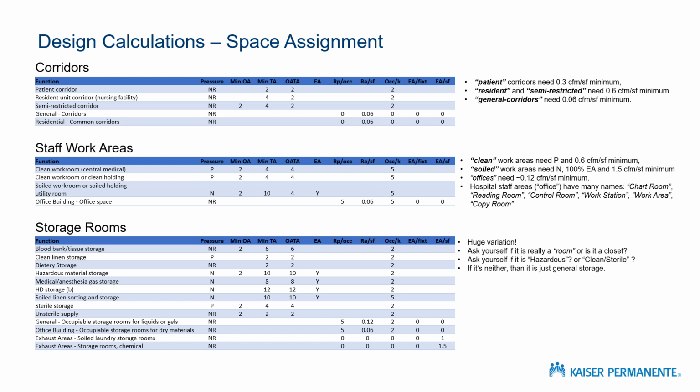And there's like blood bank tissue storage or clean linen storage. I still don't know why that is a thing. But then hazardous material storage, anesthetic gases. So we do have these specific storage areas that have requirements. However, most of the storage areas in a hospital are not those, right?